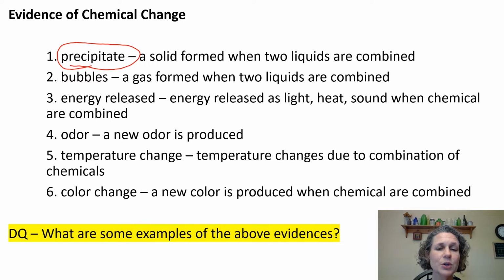And then finally, if you get a new color. So if I mix two things together and I have a brand new color, I mix two clear liquids and they turn yellow or something like that, that is a chemical change. Hopefully we'll find a lab where we can see some of these things so you guys can see them in person.